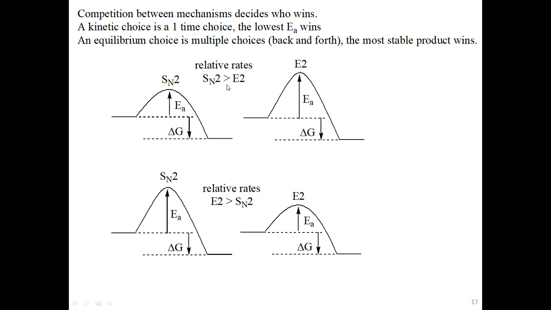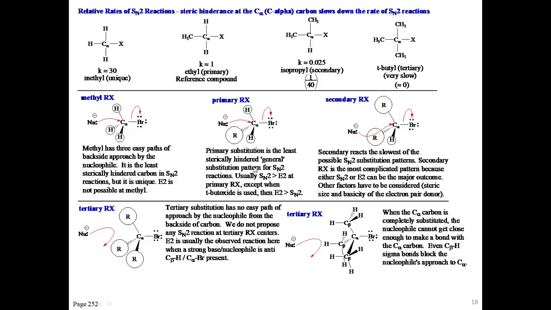So if SN2 is the winner, that means the SN2 activation energy is lower than the E2 activation energy. And so there'll be certain features that make that more favorable, like not very much steric hindrance, and the base nucleophile is more stable, meaning the conjugate acid has a lower pKa. Okay, so SN2 would be favored. However, if we go to the opposite, where the nucleophile base is very basic, the conjugate acid has a high pKa, and it's sterically hindered, that's going to slow the SN2, and by default, E2 will become more competitive and can become the major product. Okay.